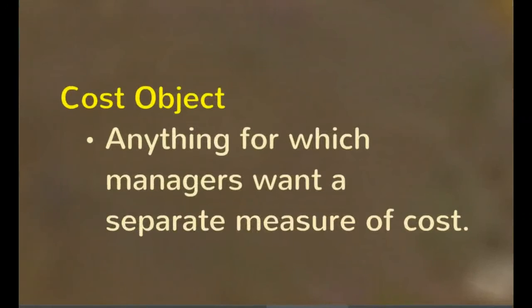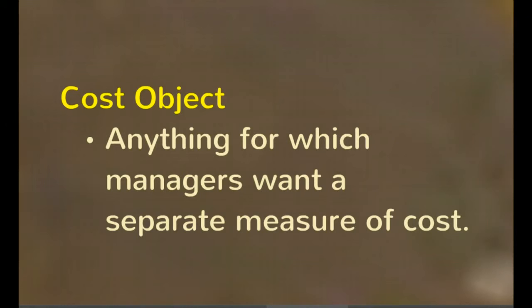Before we go further, we have to look at one more term, and that term is cost object. A cost object is anything in a firm that managers want a separate measure of cost for. A cost object can be the cost of a cafeteria. It can be the cost of a piece of equipment. It can be the cost of a delivery truck. It can be the cost of research and development. Anything that managers want to know the cost of, anything that managers want a separate measure of cost for, is called a cost object.